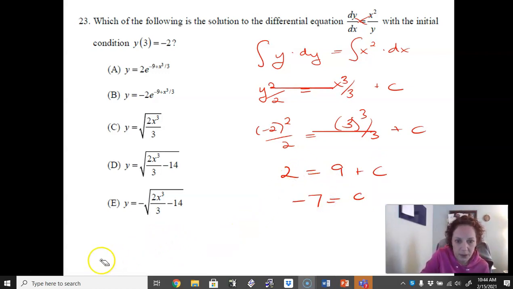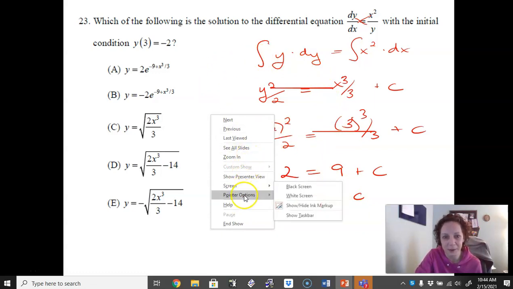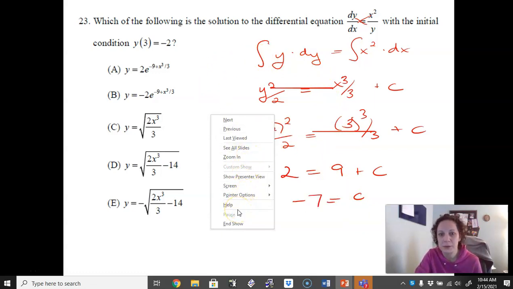Okay, I want to give myself a little bit of space here. So let's remember that, let's see if we can remember what our equation is so I can clear this. Y squared over 2 equals x cubed over 3 minus 7.